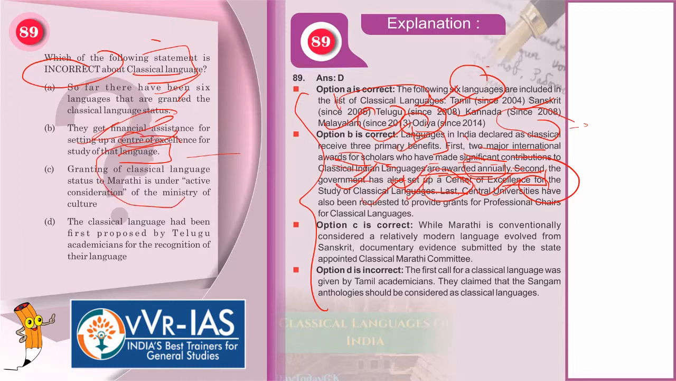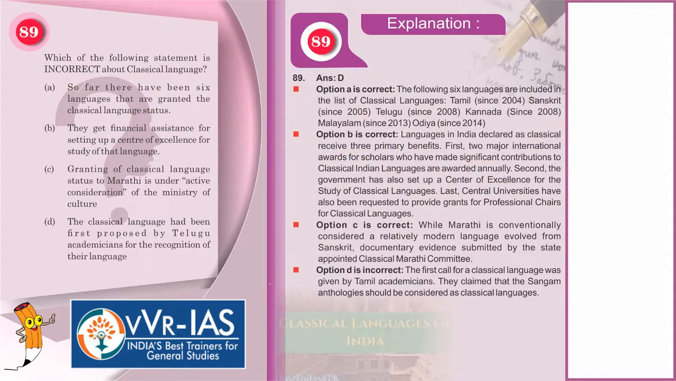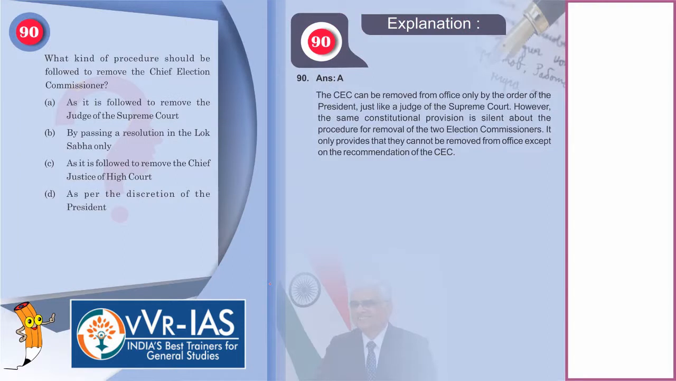C, granting of classical status to Marathi is under active consideration of the ministry. So this is again current news. While Marathi is conventionally considered a relatively modern language evolved from Sanskrit, documentary evidence was submitted by the state-appointed classical Marathi committee. And D, the classical language had been first proposed by Telugu academicians for recognition of their language. The first call for classical language was given by Tamils, and they claim that Sangam anthologies should be considered as classical languages. Is this clear? Is this basic? It's not basic, but it's very important from your UPSC perspective.